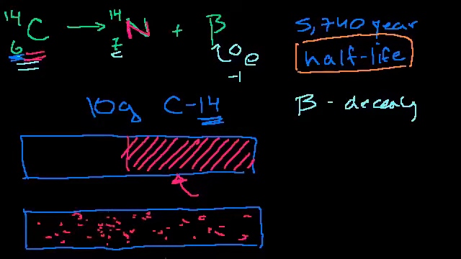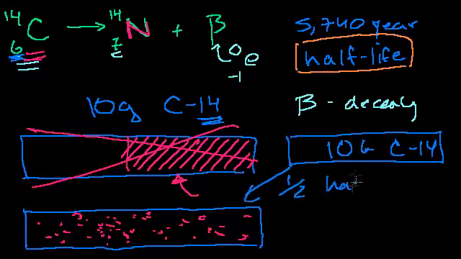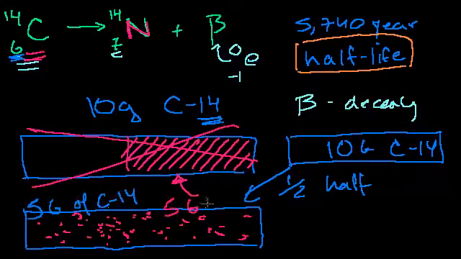So now you have, after one half-life, let's ignore this. So we started with this: all 10 grams were carbon, 10 grams of C14. This is after one half-life. And now we have 5 grams of C14, and we have 5 grams of nitrogen-14. Fair enough. Let's think about what happens after another half-life.